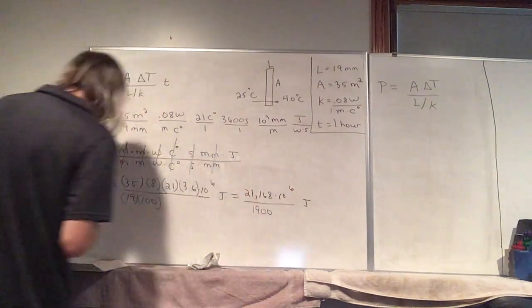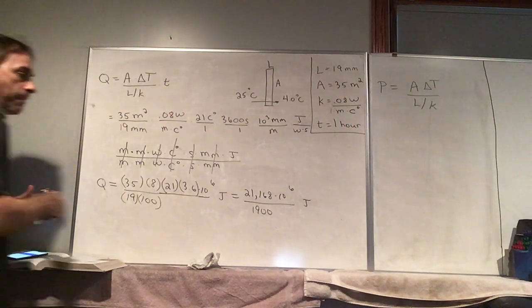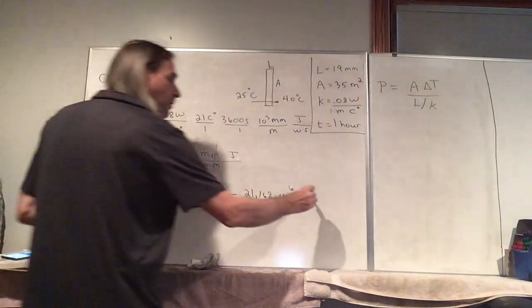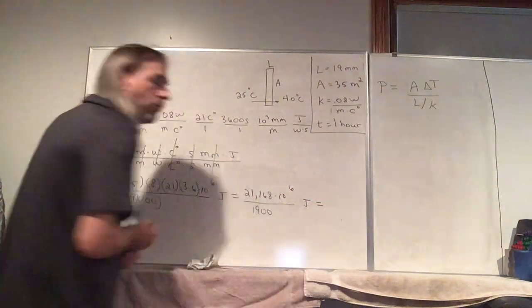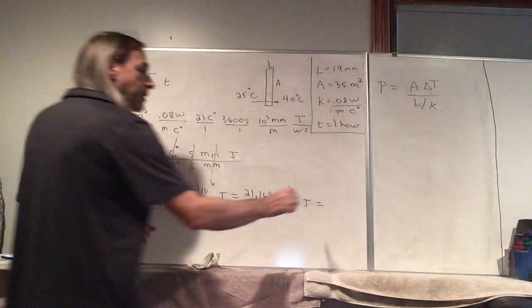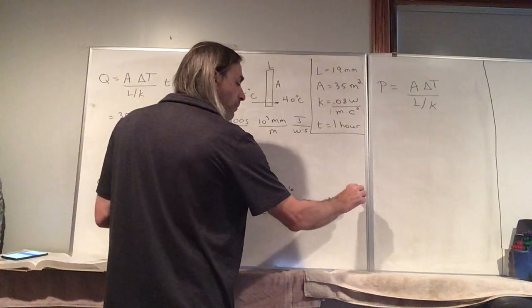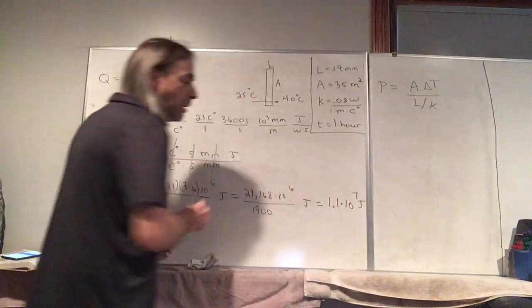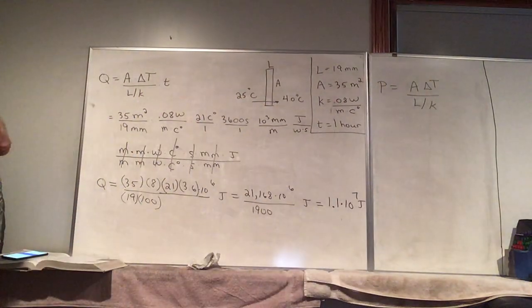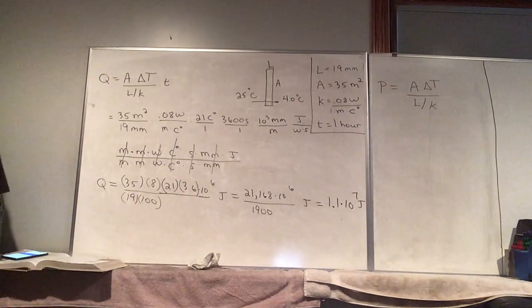So I'm just going to take this number and divide by 1,900, which is 11.14. So we have 11.14 times 10 to the 6, or 1.14 times 10 to the 7. I'll just say 1.1. So in 1 hour, basically we have 11 megajoules leaving this room.